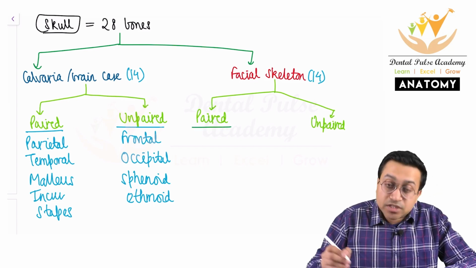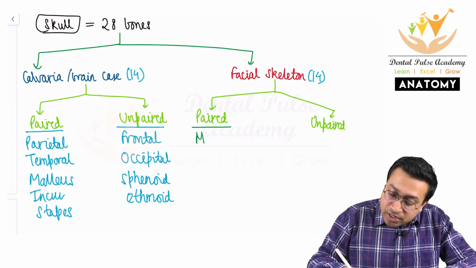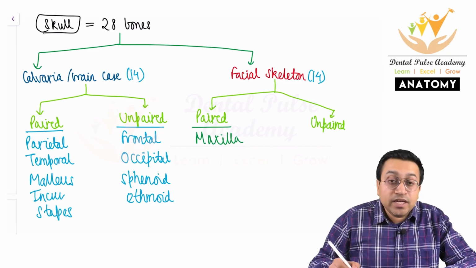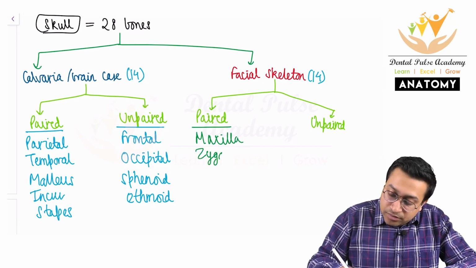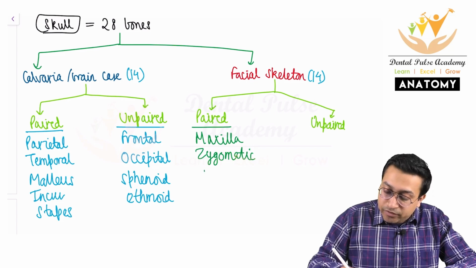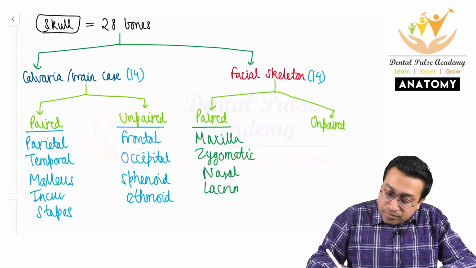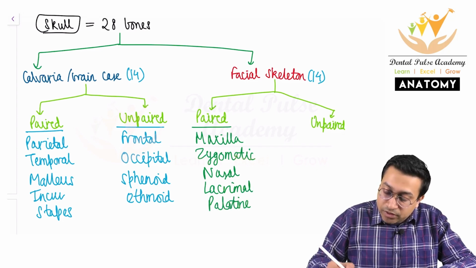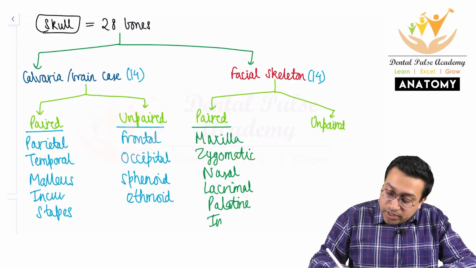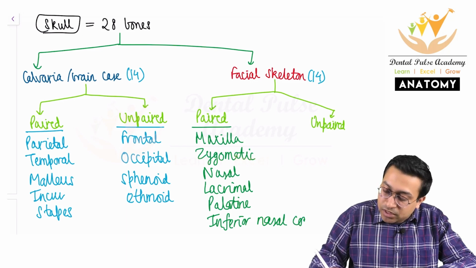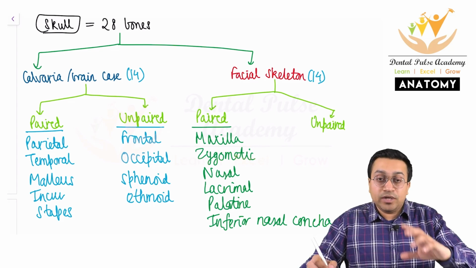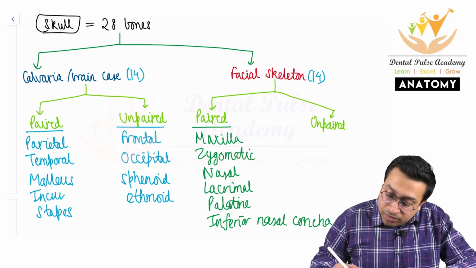Whereas in the facial skeleton, we have the paired bones, which are the maxilla, then the zygomatic, then we have the nasal and lacrimal, palatine bone, and last but not the least, the inferior nasal concha. We will discuss this in the nose chapter also. The inferior turbinate is basically an independent bone, please remember this.